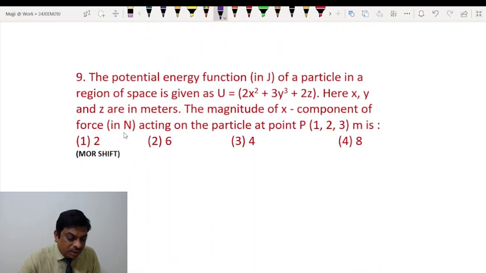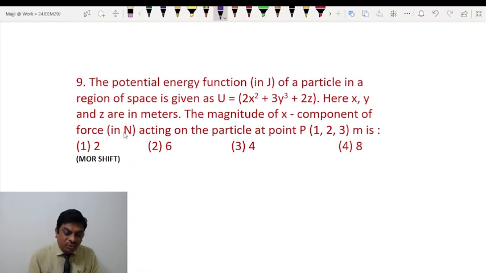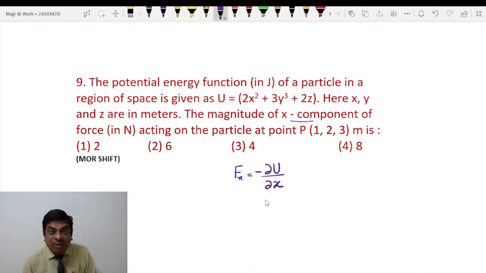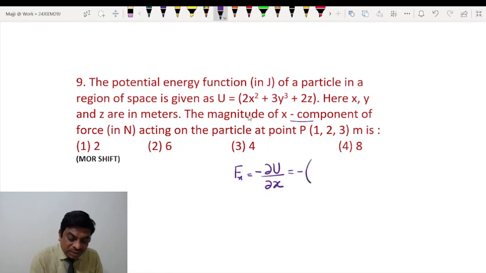Then moving on to question number 9. The potential energy function in joule of a particle in a region of space is given by this. Here x, y, z, the magnitude of x component. As you know, students, in case of a conservative force, the x component is given by the negative of the partial derivative of potential energy with respect to x. So if I differentiate this with respect to x, I am going to get only 4x, that's all, because y will be a constant and even z will also be a constant.